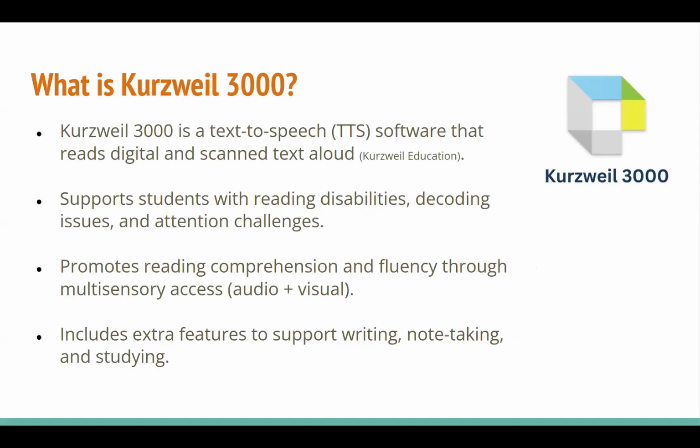Kurzweil 3000 is a text-to-speech software designed to read both digital and scanned text aloud, which can be especially helpful for students with reading disabilities, decoding difficulties, or attention challenges. Kurzweil is great for its multisensory approach, combining visual and audio input to enhance reading comprehension and fluency. The platform also includes features that support writing, note-taking, and studying, making it a powerful tool for supporting diverse learning needs. Next, let's jump into the demonstration of Kurzweil's key features.